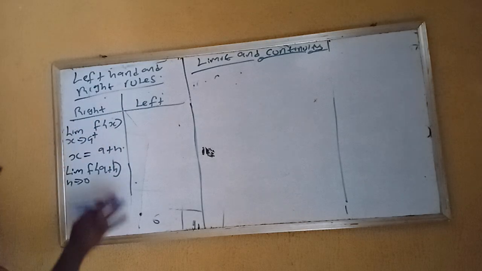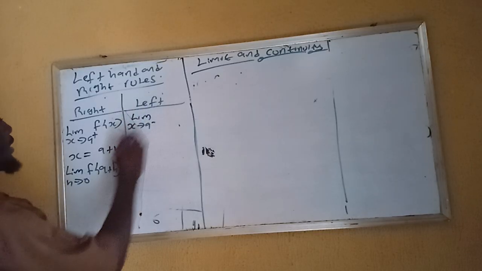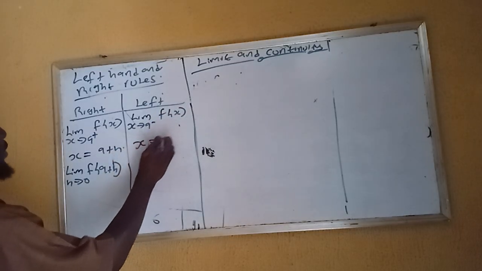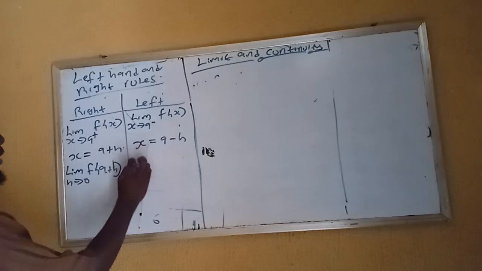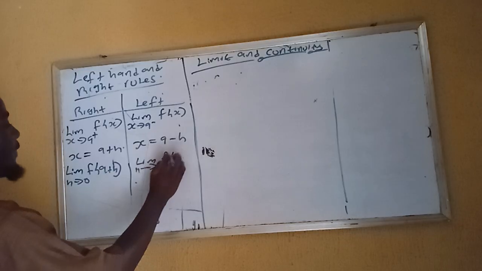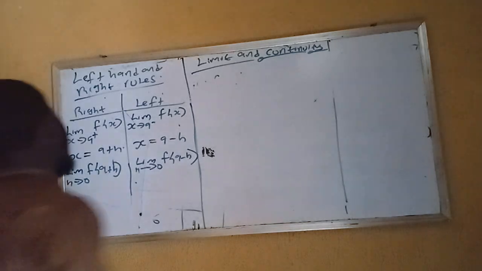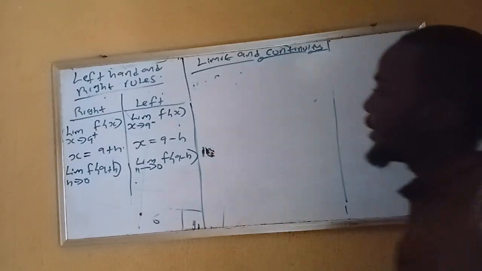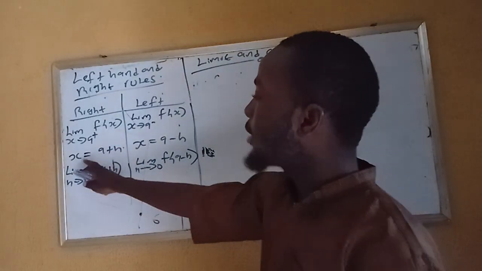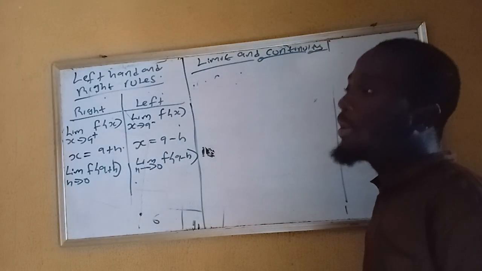For the left hand rule, it follows the same pattern, but it is going to be negative. So I have the limit as x tends to a minus of f of x. Then x will now tend to a minus h instead of plus. Then the limit as h tends to 0 of f of a minus h. This is the last step. The difference between the right hand rule and the left hand rule is that one deals with positive and the other with negative. Whenever you are using the right hand rule, your x will be equal to a plus h, and your x will be equal to a minus h whenever you are using the left hand rule.